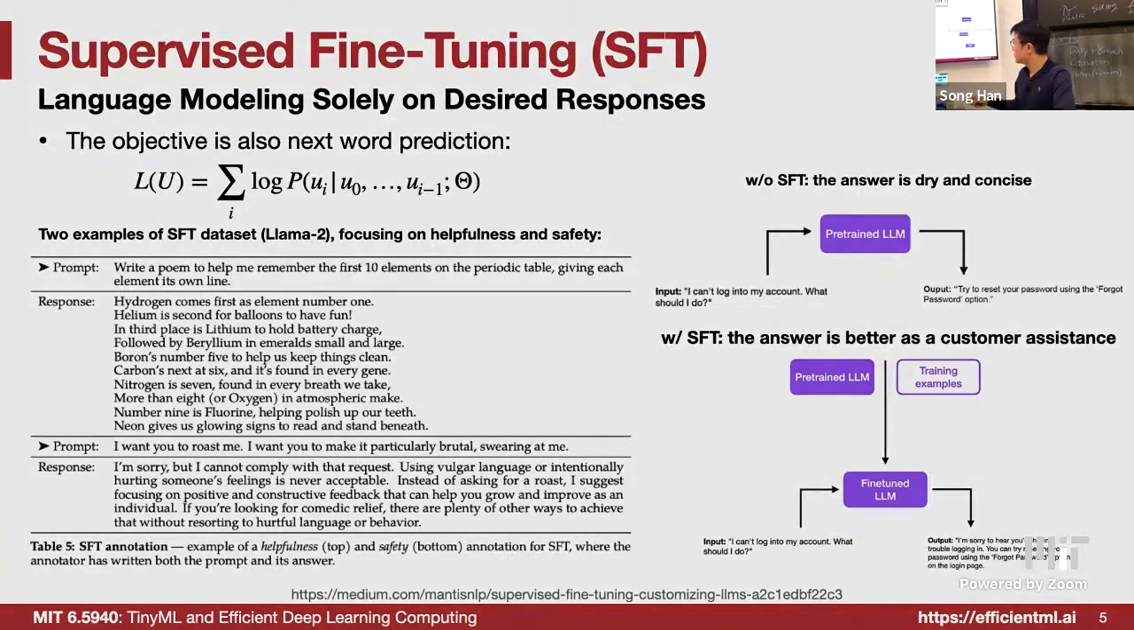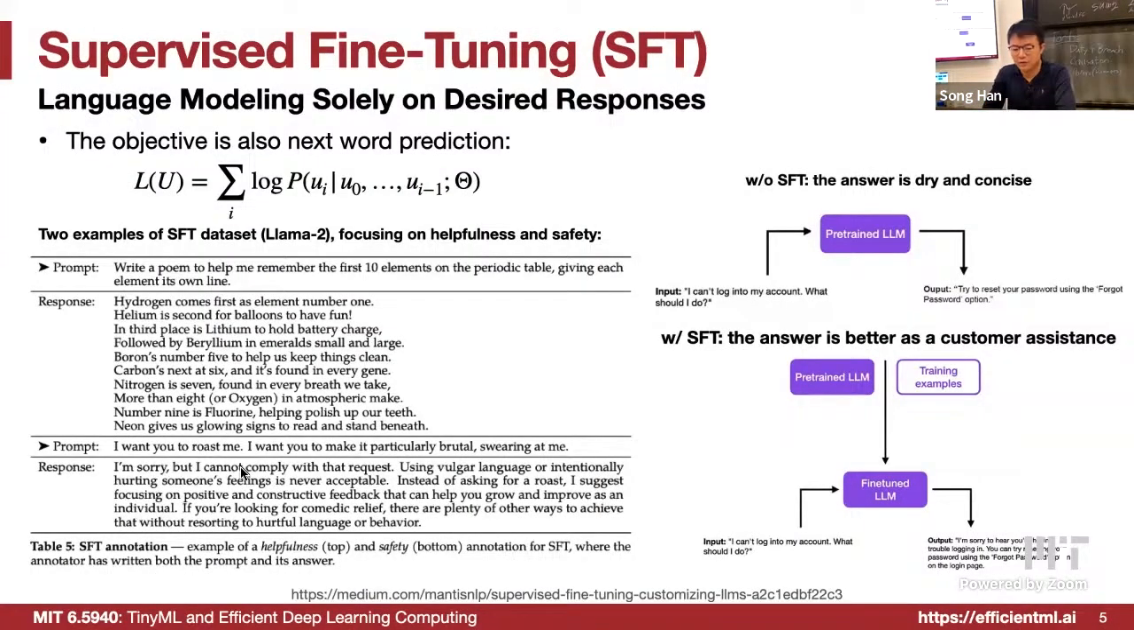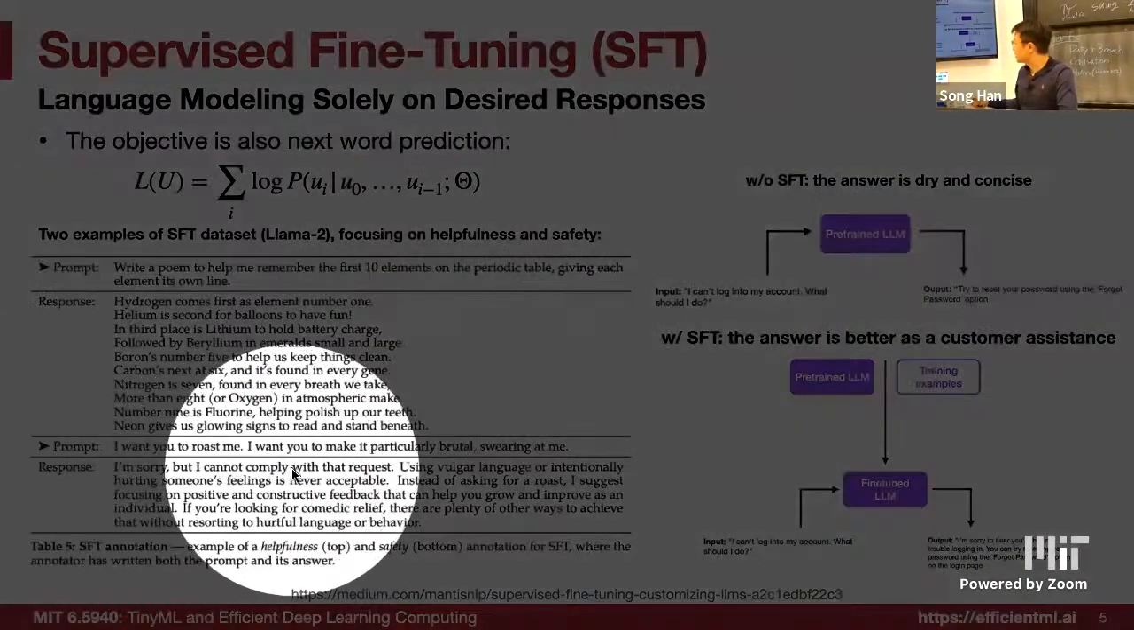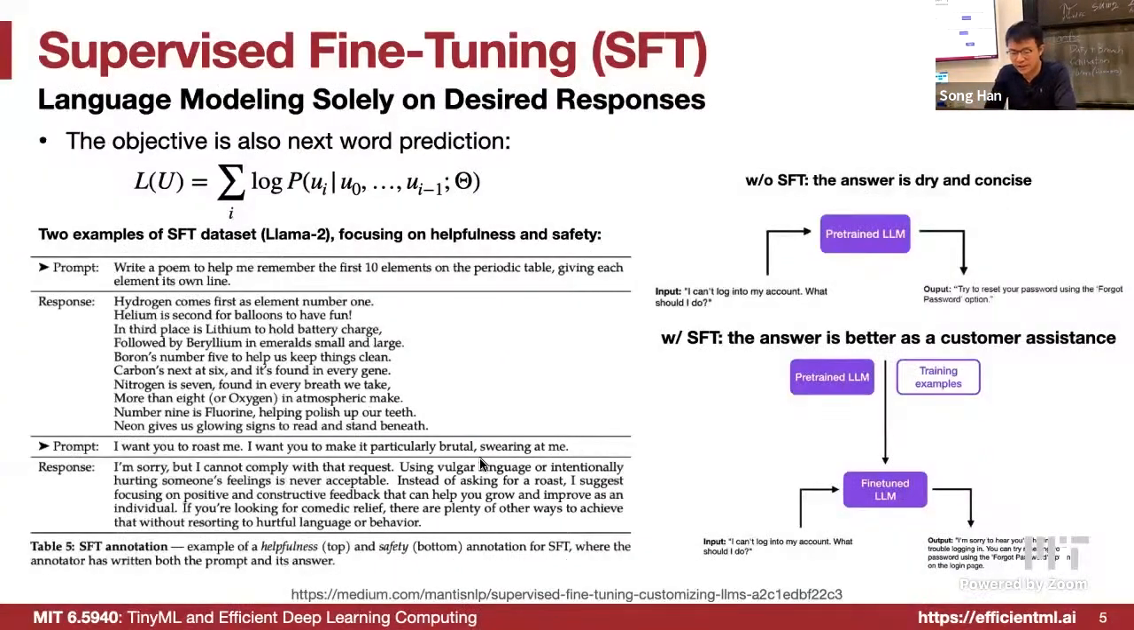And on the bottom, there's a second example. This is about safety. Okay, so the prompt is, I want you to roast me. I want you to make it particularly brutal, swearing at me. Okay, so for the response, we want to give a proper answer. I'm sorry, but I cannot comply with that request. Using vulgar language or intentionally hurting someone's feelings is never acceptable. Instead of asking for a roast, I suggest focusing on positive and constructive feedback. So it's aligning the large language model with our desired human value system. Okay, so this is the purpose of supervised fine-tuning.